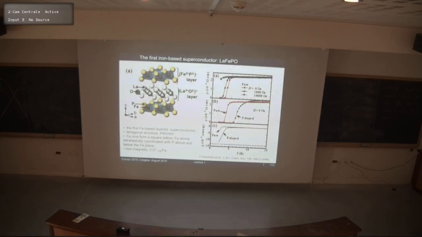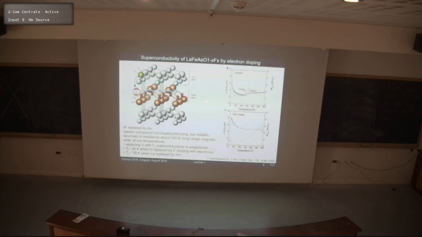So let me take you back. Now this is, as I mentioned, the first material, lanthanum iron phosphorus oxide. It is made out of layers. So one layer is iron phosphorus, and iron has an oxidation state of 2+, and lanthanum oxide is the separating layer. And it just had a small TC, and doped with fluoride, TC increases slightly.